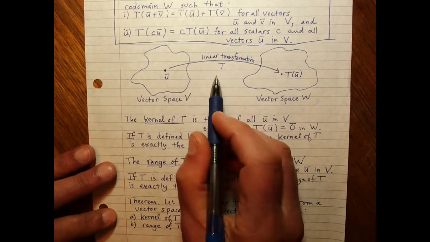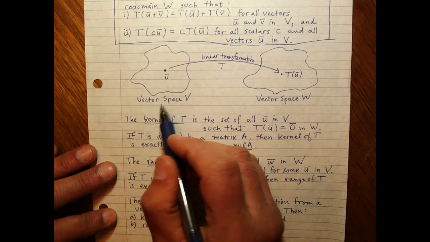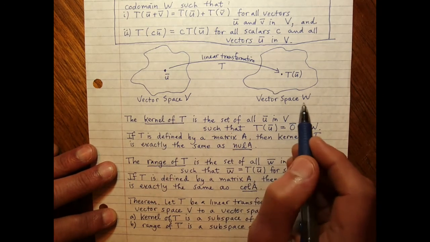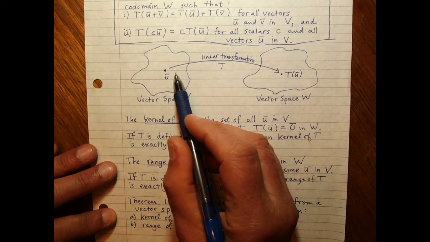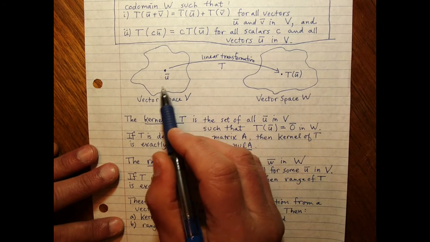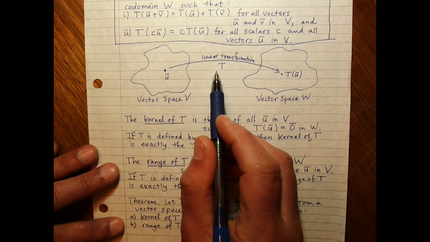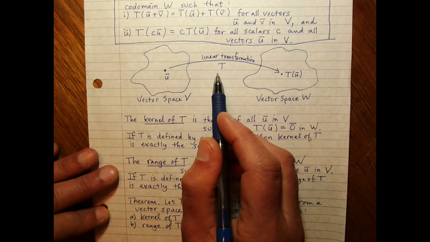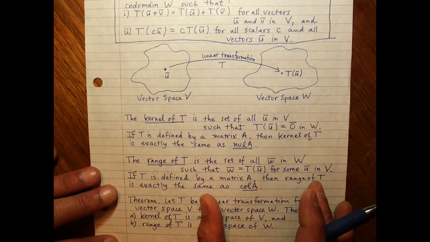So in the case of an abstract vector space like V and W here, we have this idea of linear transformation as a particular kind of function from one to another. We don't necessarily have a matrix to describe it.